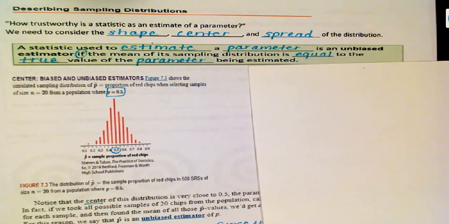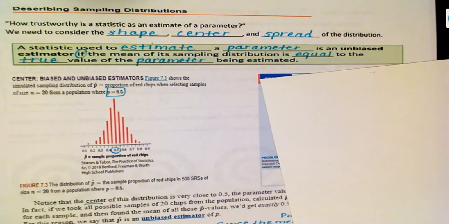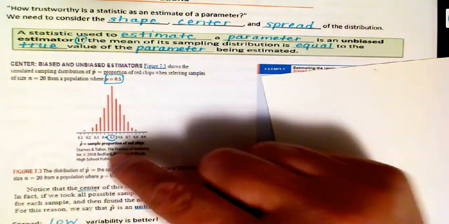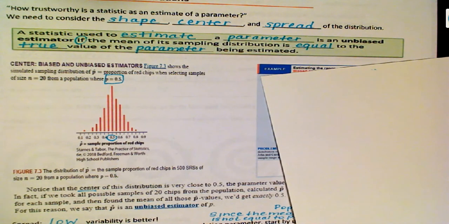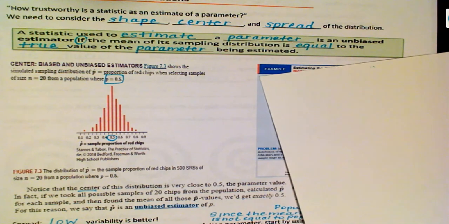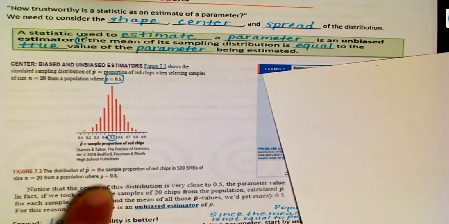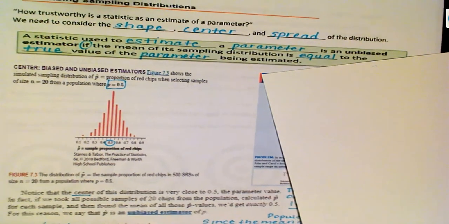So we'll look at the chips problem first. When you look at the center, 0.5, that is the center of the data. And notice that the center of the distribution is very close to 0.5, the parameter value. In fact, if we took all the samples of 20 chips from the population, calculated p hat for each sample, and then found the mean of all those p hat values, we would get exactly 0.5. And for that reason, p hat is an unbiased estimator.